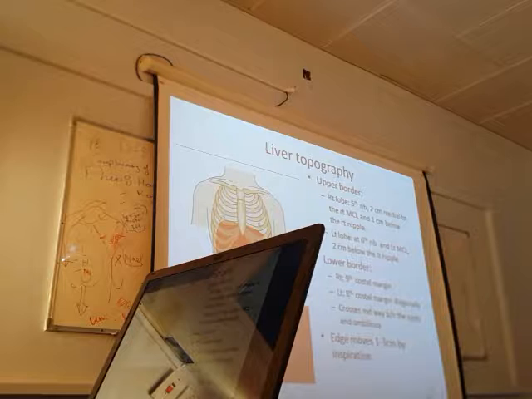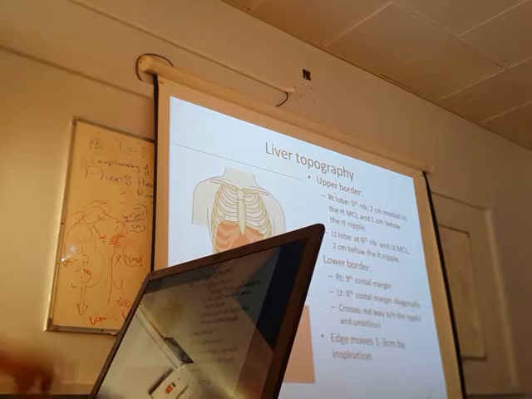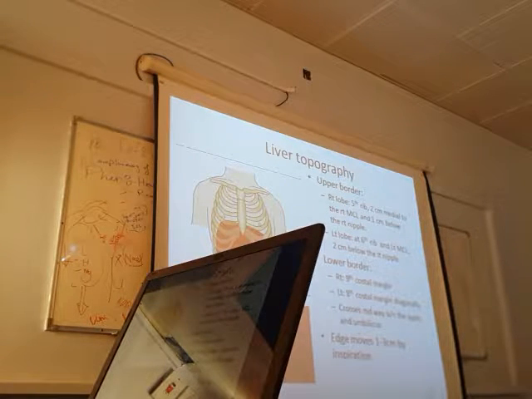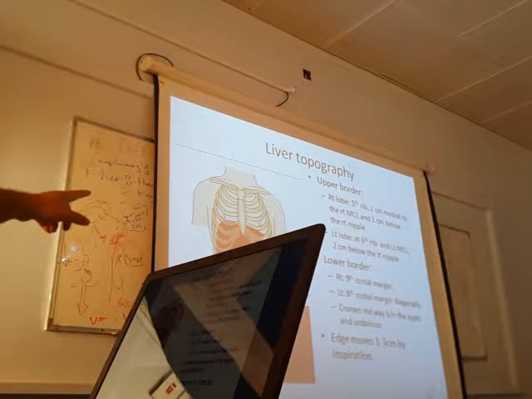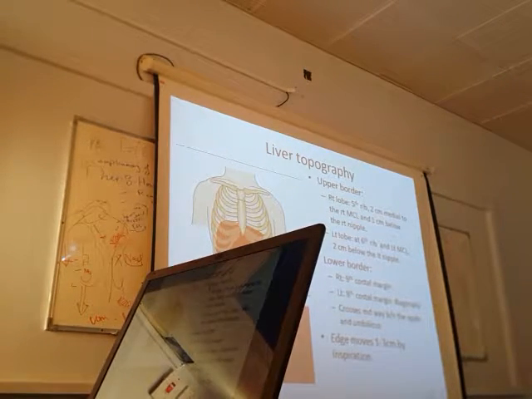The upper border, the lower border: the right costal margin and the left costal margin. On the right it is the ninth costal margin, the ninth rib, and on the left side the lower border is the eighth costal margin, diagonally.